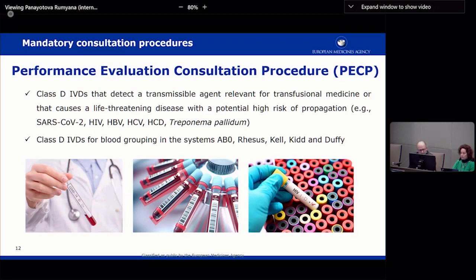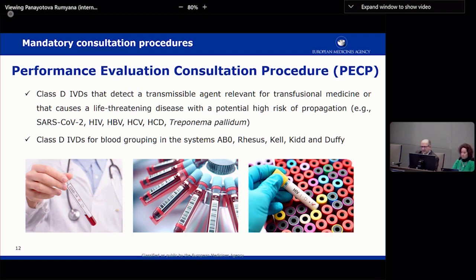HDV. I'm sorry, no, there is a typo there. And also, for instance, Treponema pallidum, that comes from that setting of the transfusional medicine safety. And also the IVDs that are determined to be used for 5 blood group systems: AB0, Rhesus, Kell, Kidd, and Duffy. And even for Kell, it's just one antigen. It's just the major Kell antigen that is under this.